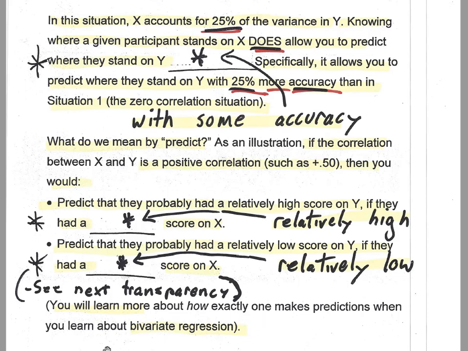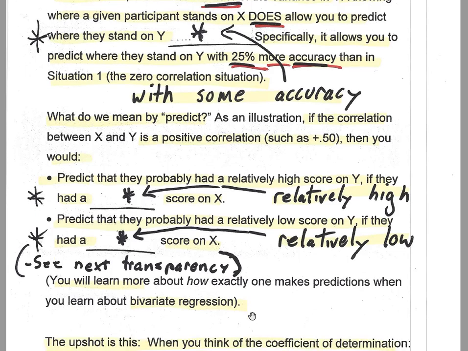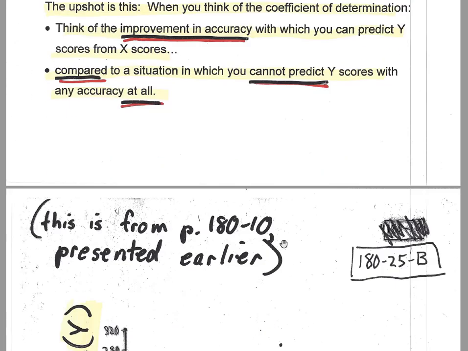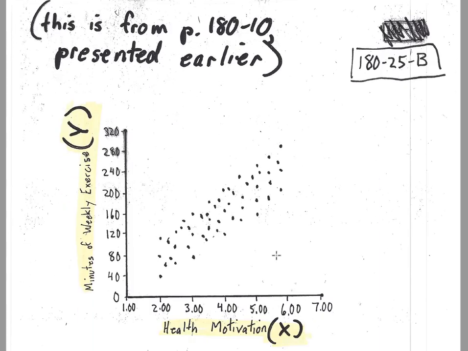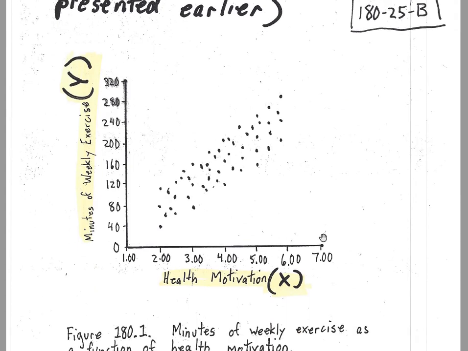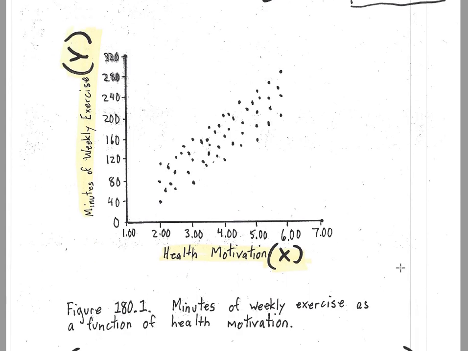Before we look at it, what else do I say? You'll learn more about how exactly one makes predictions when you study bivariate regression, which is going to be one of your next modules. The upshot is this. Before we get to the upshot, let's look at this scattergram where we can actually do some predicting. You've seen the scattergram a million times before in this lecture. I show it again just to illustrate what I mean by predicting.